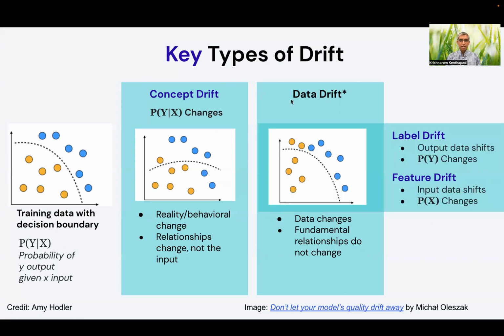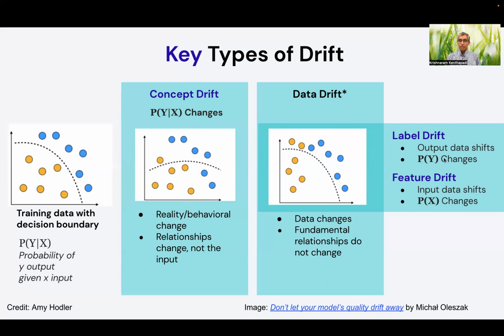There are also other terminologies used in this community. One is label drift, wherein the probability of the label distribution changes. The other is feature drift, wherein the probability of the input data, or P of X, changes. Either of these doesn't necessarily mean that concept drift occurs. It is possible for just the label distribution or the feature distribution to change while the relationship remains intact.